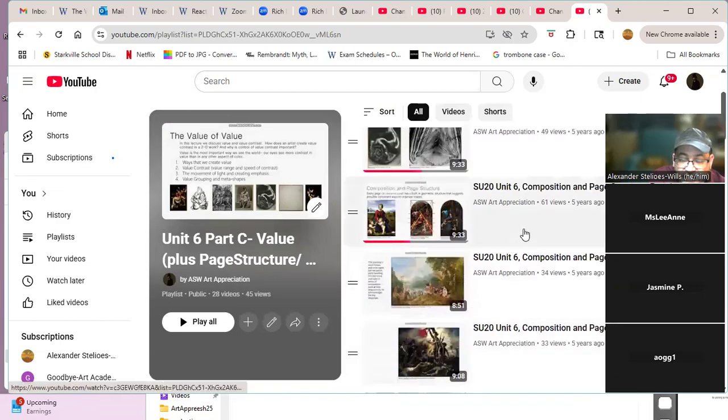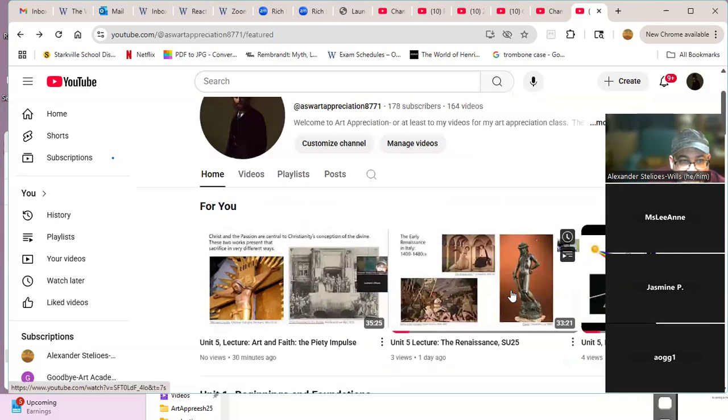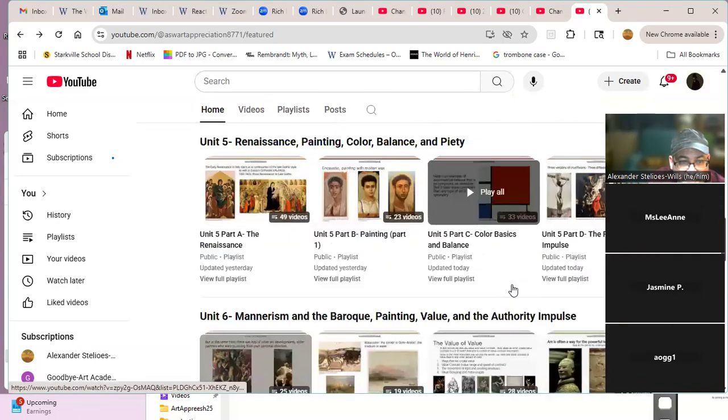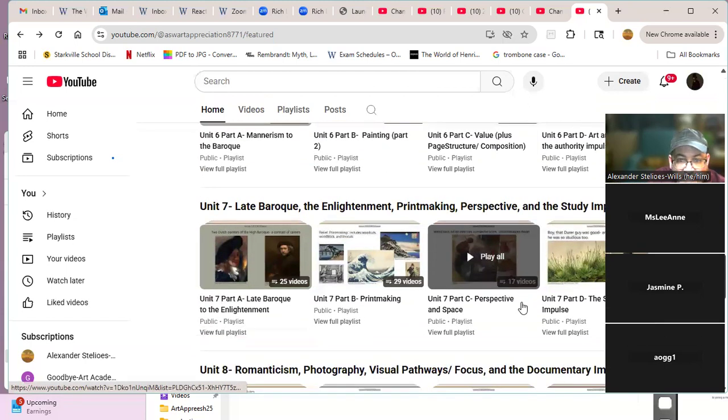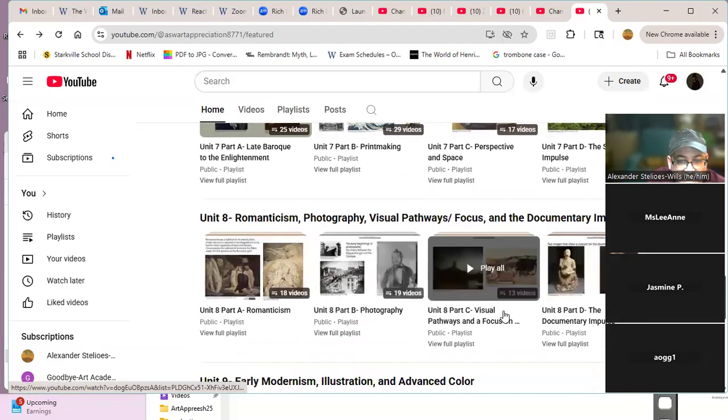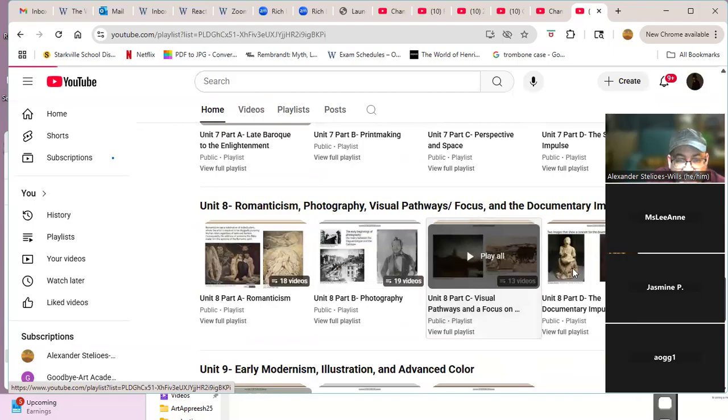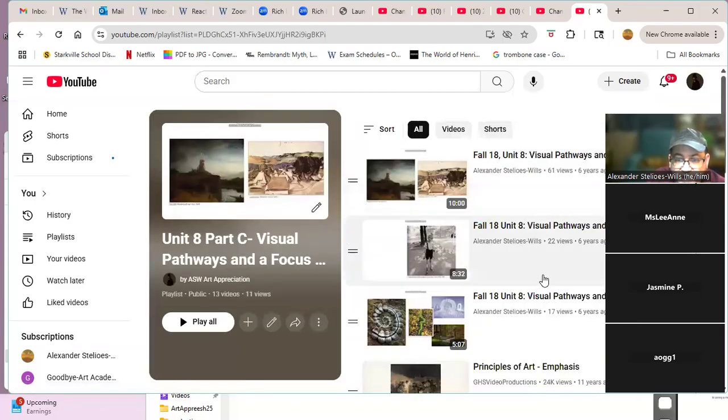Also, the next lectures on that very same unit on composition and page structure, I think you would also find pretty useful. And then Unit 8, visual pathways. The visual pathways lecture, I think you would also find very useful in terms of helping you think about how to analyze the paintings. Okay, so there's that.